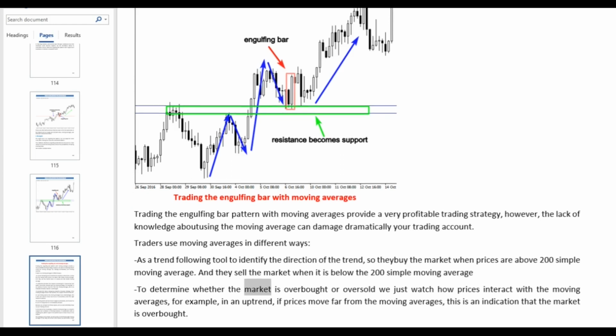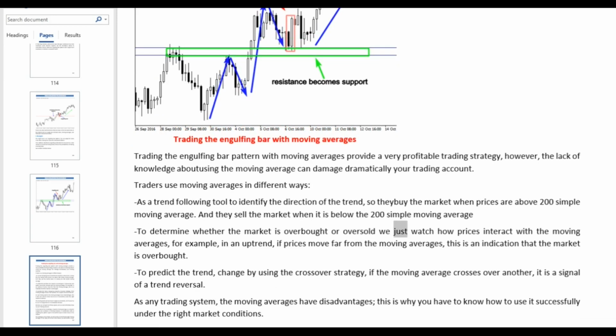To determine whether the market is overbought or oversold, we just watch how prices interact with the moving averages. For example, in an uptrend, if prices move far from the moving averages, this is an indication that the market is overbought. To predict the trend change by using the crossover strategy, if one moving average crosses over another, it is a signal of a trend reversal.